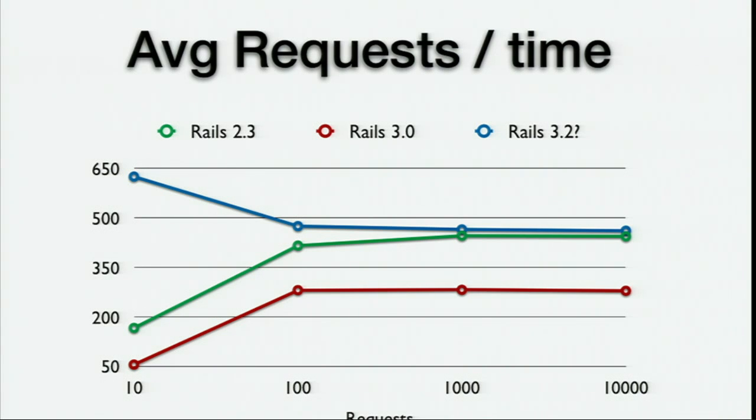So if we decrease the stack size, we'll be able to do the same amount of work in less time than Rails 2.3 can. So I think that this is a very important thing we need to do.